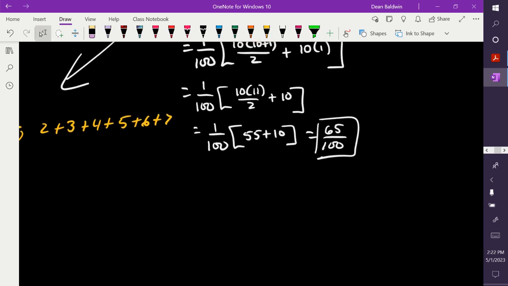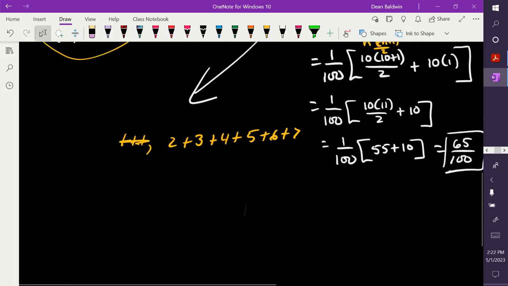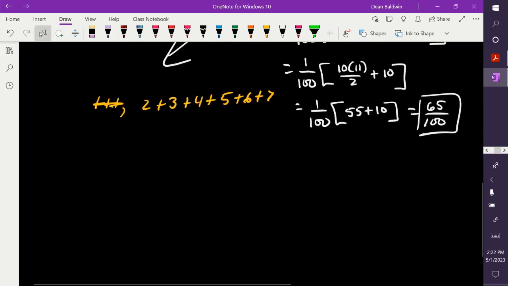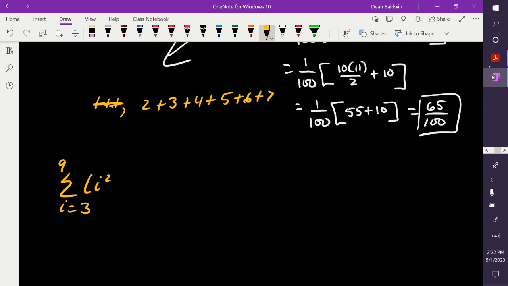All right, let's do another one. Let's start with the sum from i equals 3 to 9 of i squared plus 1.